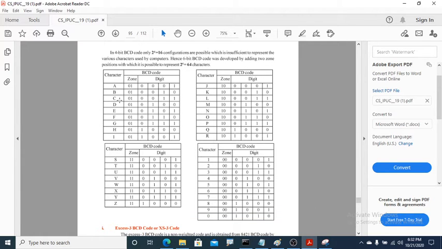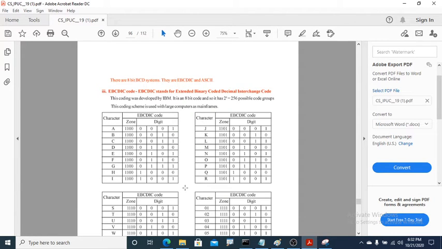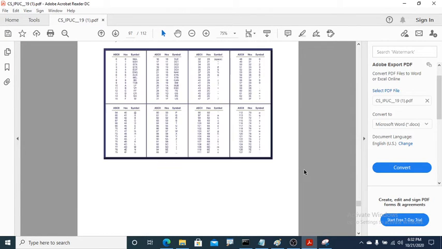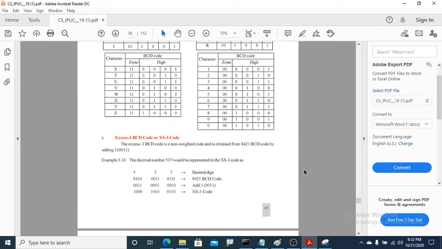For A to I, the zone is 01. From J to R, the zone is 10. From S to Z, the zone is 11. From 1 to 0, the zone is 0. All of you know that 1 is 0001, 2 is 0010, like this. Okay.